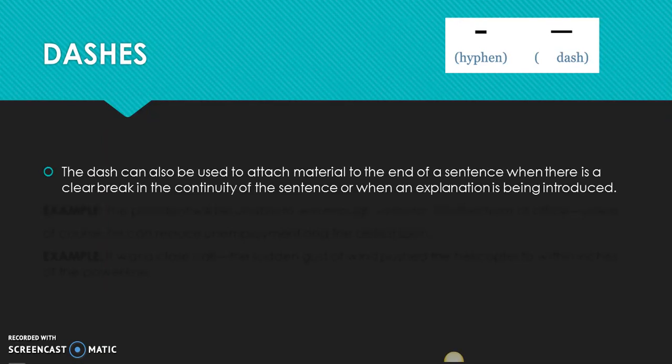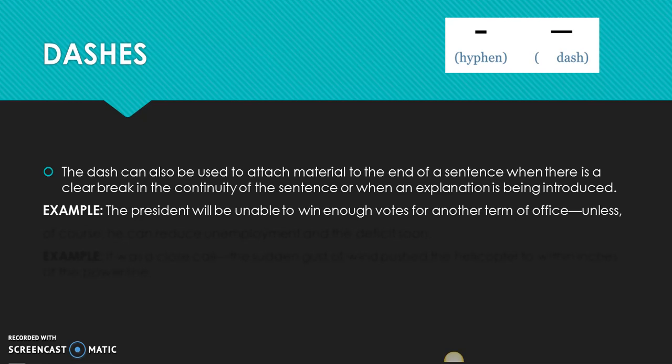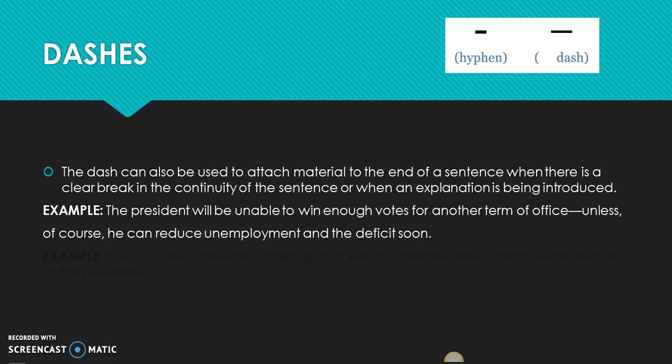The dash can also be used to attach material to the end of a sentence when there is a clear break in the continuity of the sentence or when an explanation is being introduced. Example: The president will be unable to win enough votes for another term of office—unless, of course, he can reduce unemployment and the deficit soon. So the last two ideas are attached descriptions, details, conditions, whatever is needed to fit the first idea.